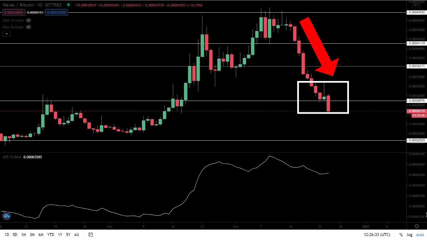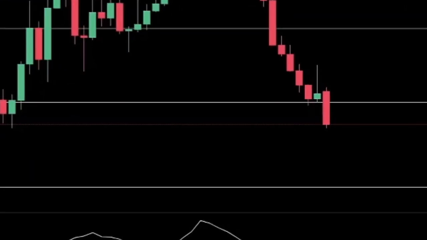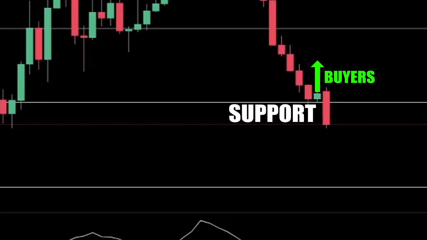So we have this big bearish momentum, and just at this support level, buyers stepped in, pushed the price higher, but we have this big wick. This wick is telling us that the sellers came back and rejected the price. And as a result, we have another bearish candle, which is breaking through this support level.